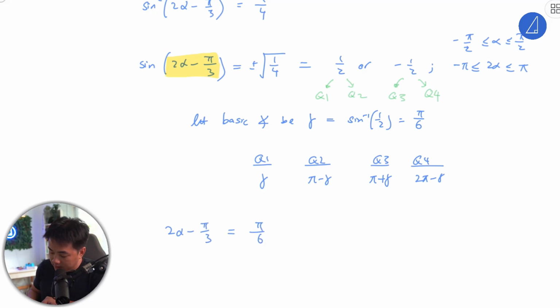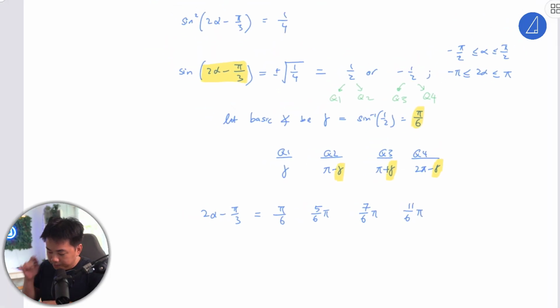Gamma will be pi over 6. This is pi over 6, then pi minus pi over 6 will be 5 over 6 pi. Then you add this up, it will be 7 over 6 pi. Okay, you just add this up, pi over 6 plus pi, okay, will be 11 over 6 pi.